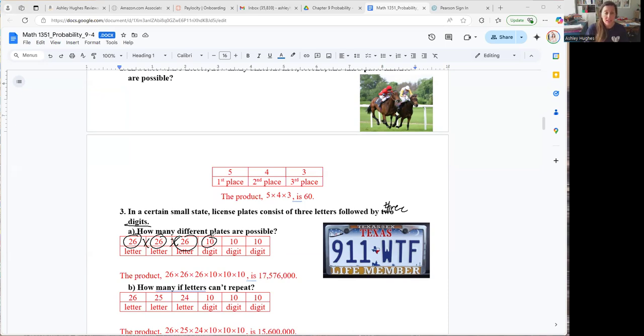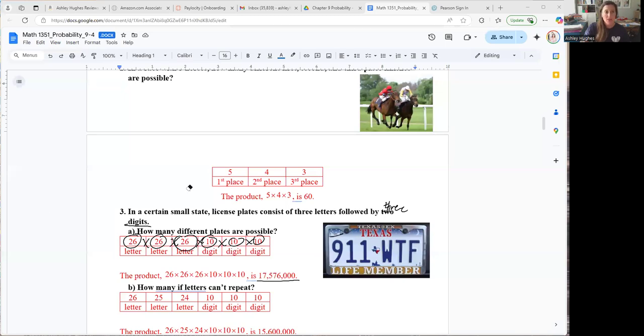3 digit spots, you have 10 digits, 0 to 9, and then another 10, another 10. So you multiply all these together and you get 17,576,000 possible choices.